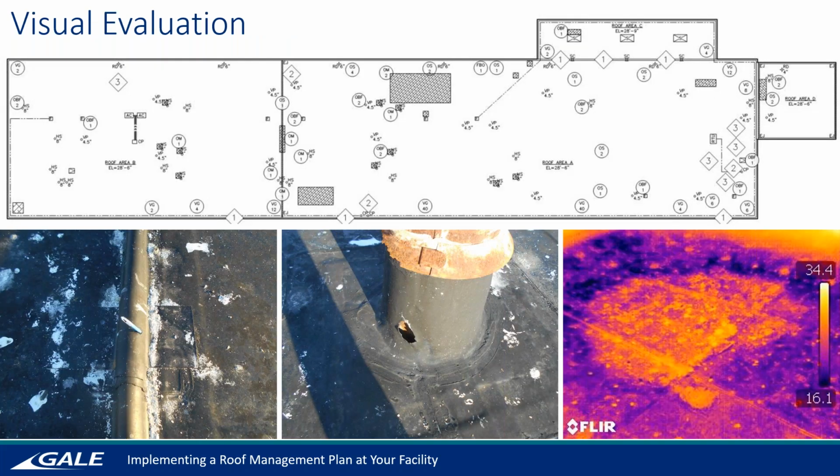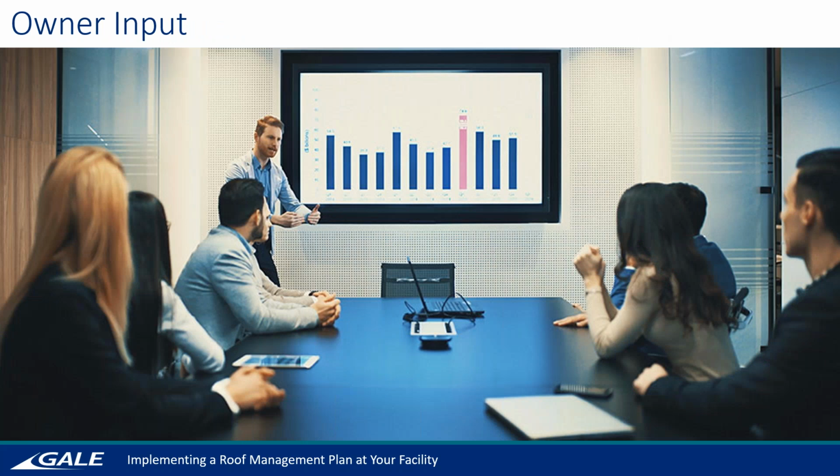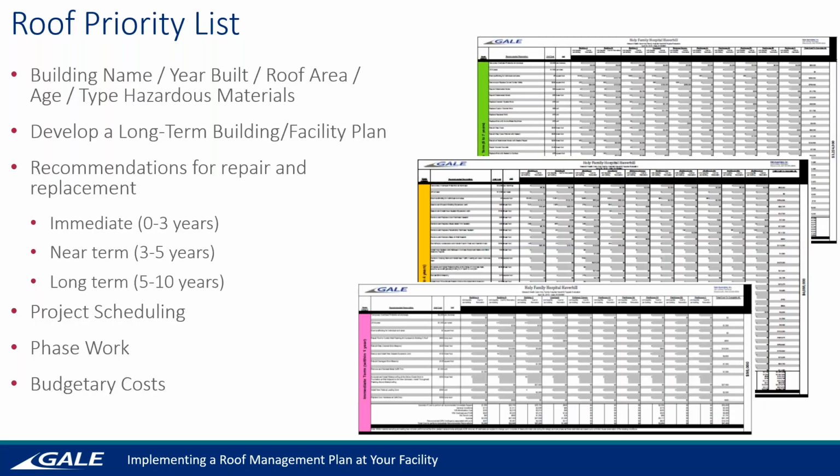Again, to compile the data, put it all together. You're photographing the conditions, you're marking these roof areas, and then you're compiling the data, you're getting your owner inputs to develop a priority list of everything. So you've got your red, which is your high priority, your yellow, which is your medium priority, and your green, which is your low priority.